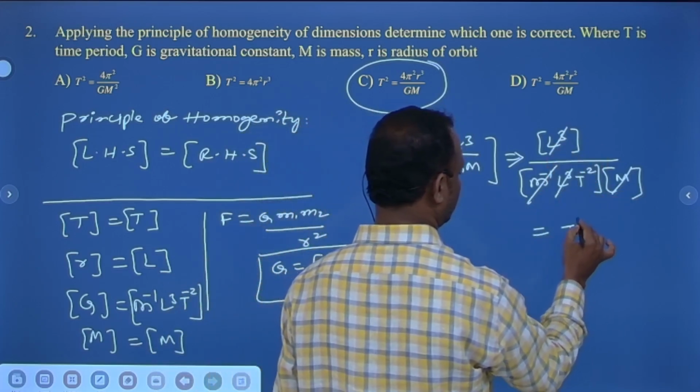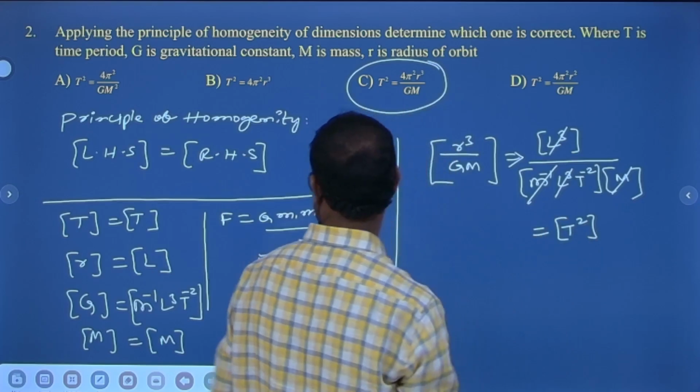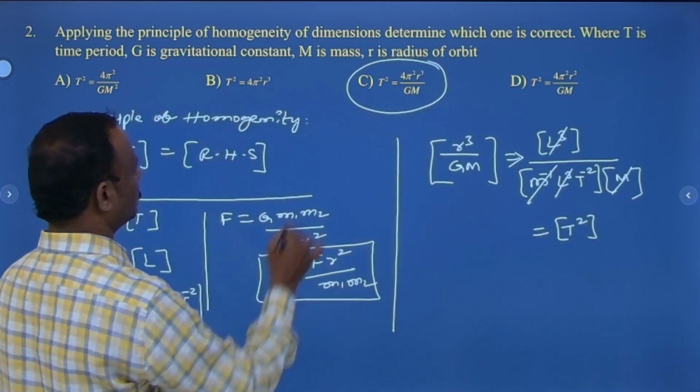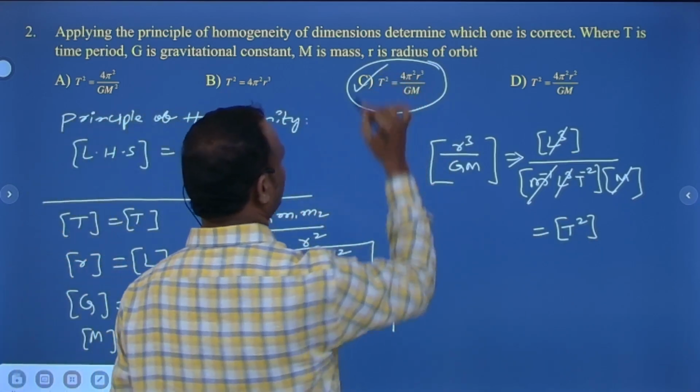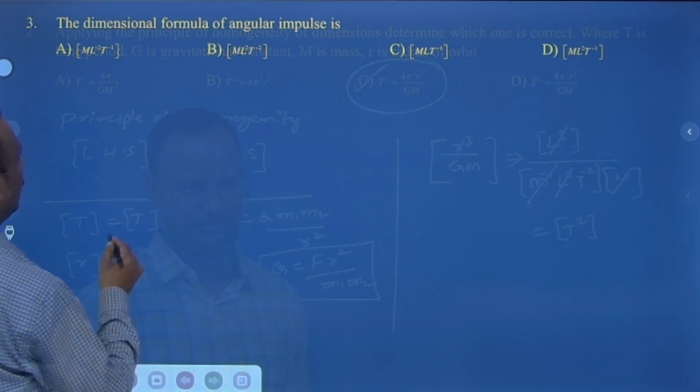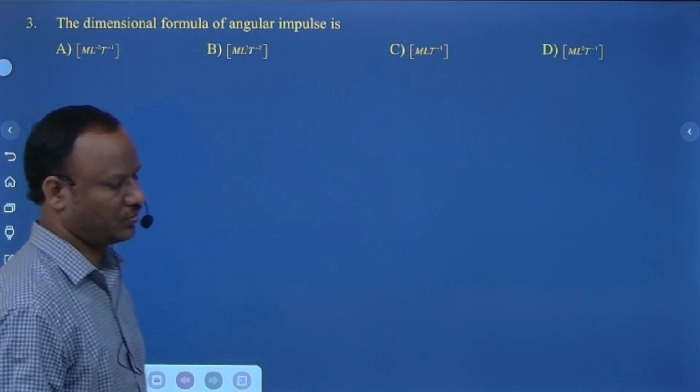What is this? T square. What is the LHS? T square. So T square is equal to this. What is the answer? Option 3.